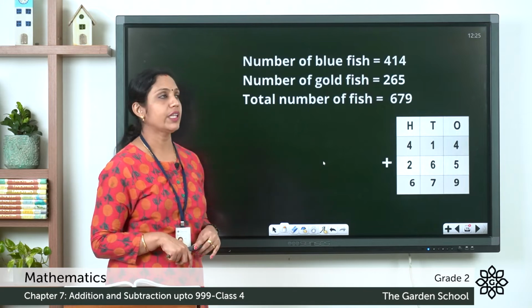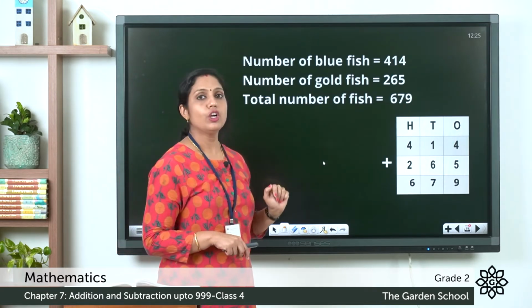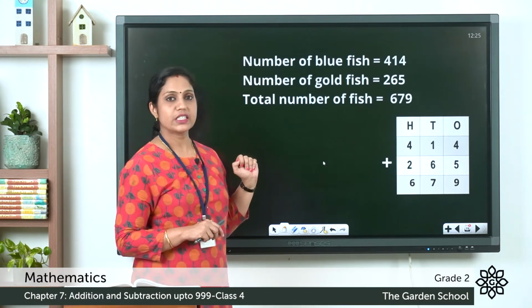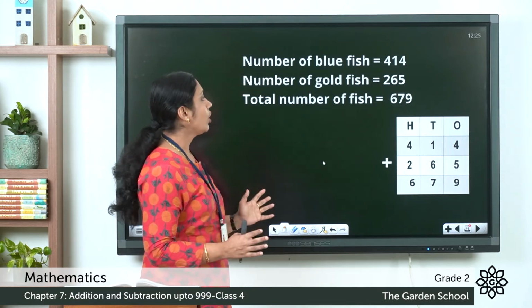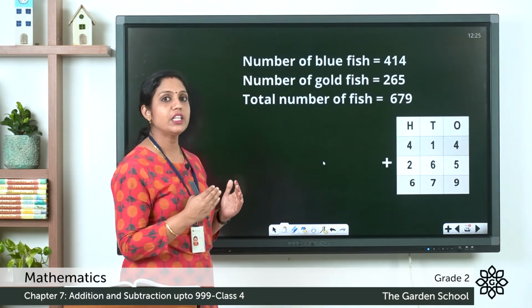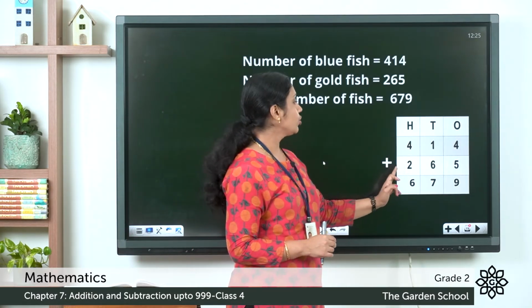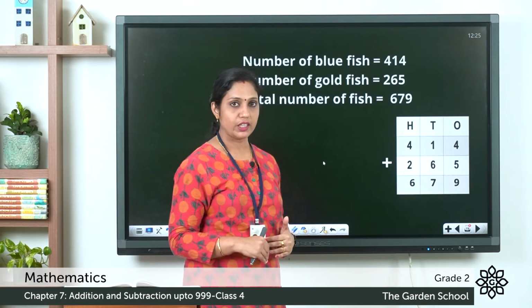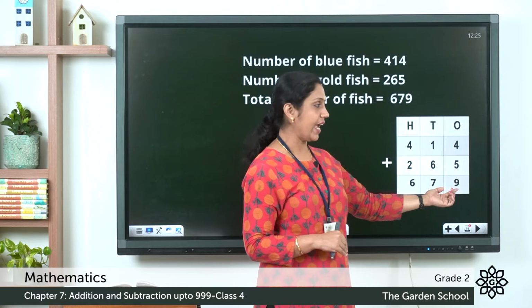Let's write the steps for that. Number of bluefish is equal to 414. Number of goldfish is equal to 265. Now the total number of fish, we have to add these both numbers. 414 plus 265. So 4 plus 5. 4 and 5 are there in the ones position. 4 plus 5 is equal to 9.